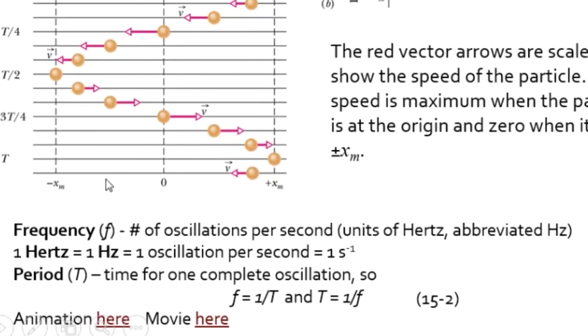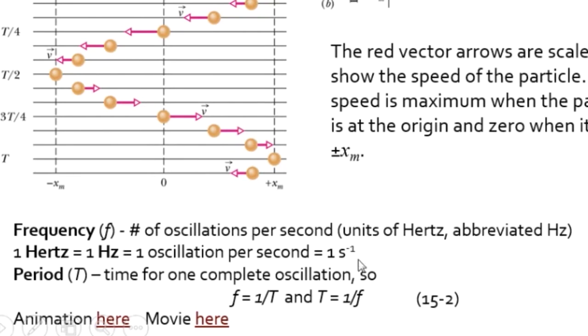How many times does the pendulum swing per second? How many oscillations per second? We call that the frequency of the oscillation, and we give it a unit of hertz, abbreviated Hz. So 10 hertz would be something that vibrated or went back and forth 10 times every second.